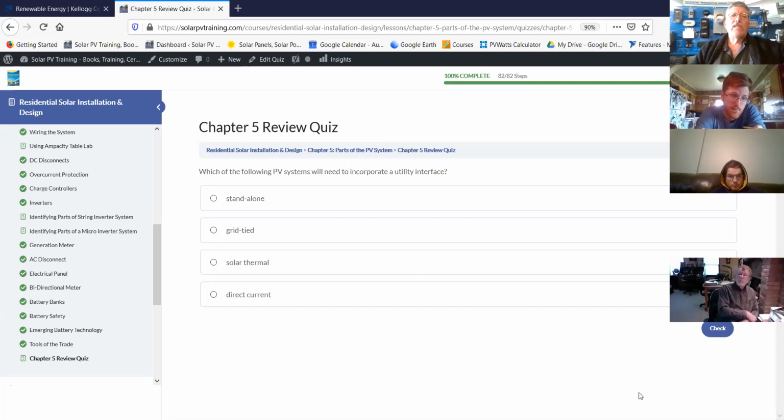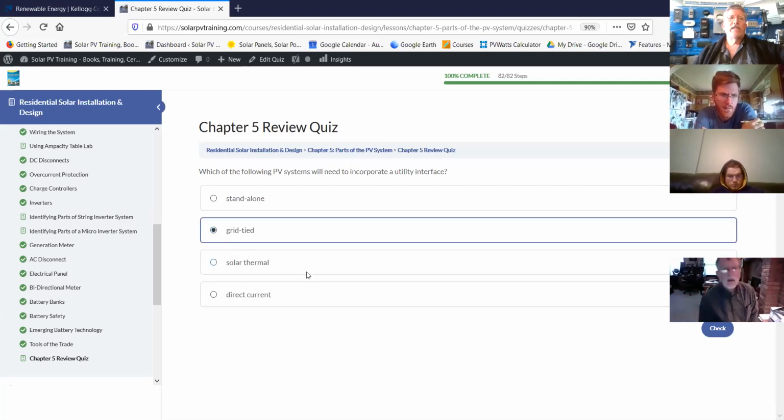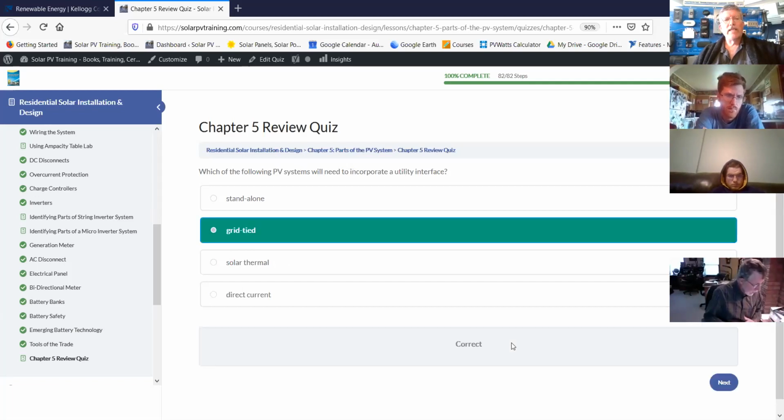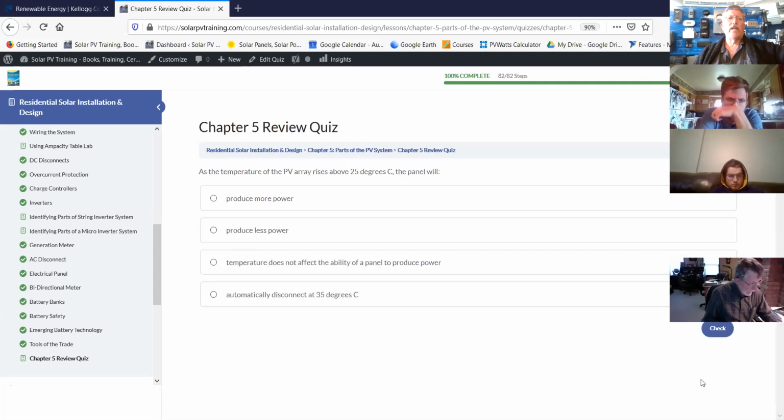Which of the following PV systems will need to incorporate a utility interface? Grid tied. Yeah, grid tied. It's the only one that's connected to the utility. So we need to have some way of connecting in or interfacing with the utility.